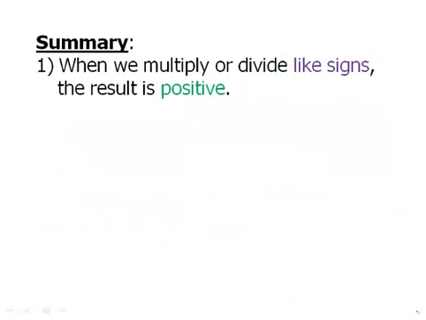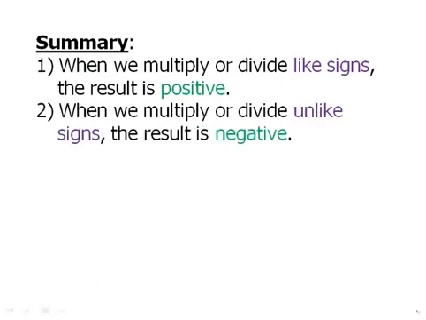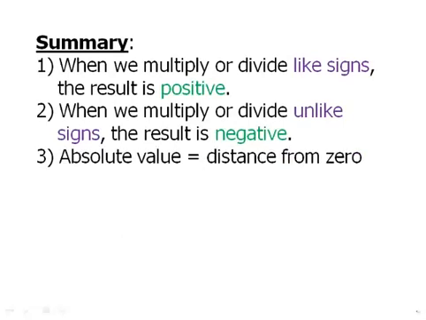In summary, when we multiply or divide like signs, the result is positive. When we multiply or divide unlike signs, the result is negative. An absolute value can be interpreted as the distance from 0, the distance from the origin.